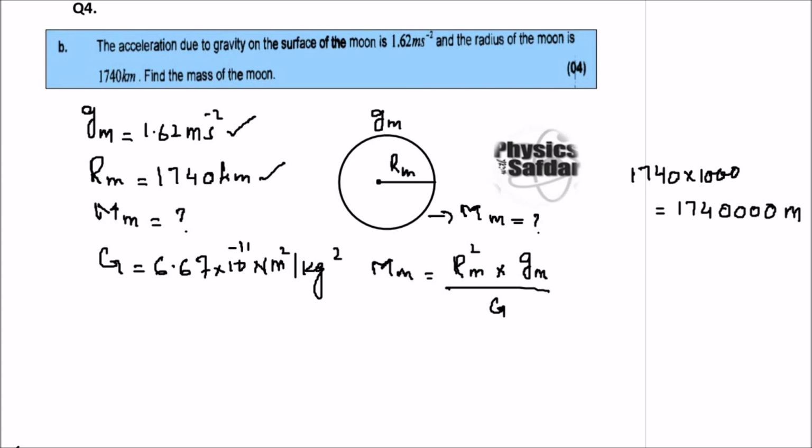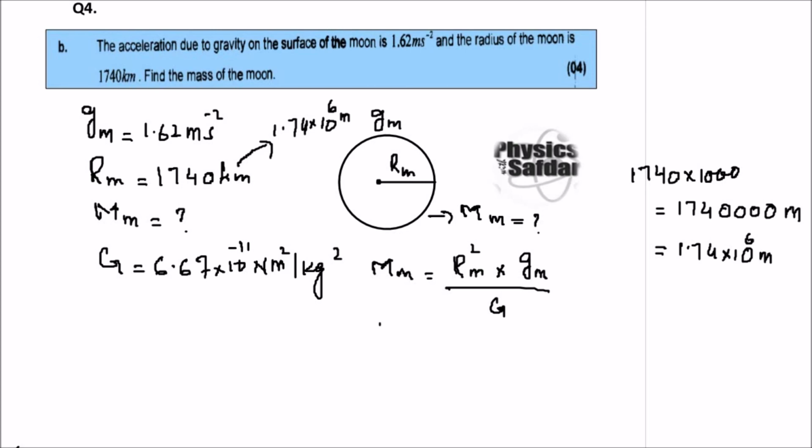It is better to write the unit in the power of 10, so you can write 1.74 into 10 raised to the power 6 meter. Now you can write 1740 kilometer into meter is 1.74 into 10 raised to the power 6 meter.